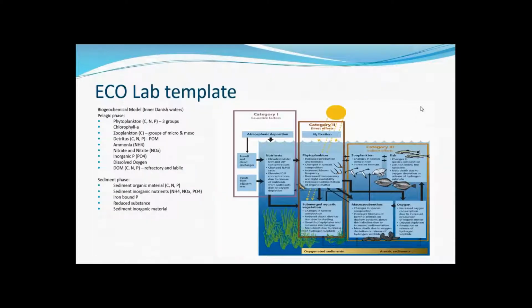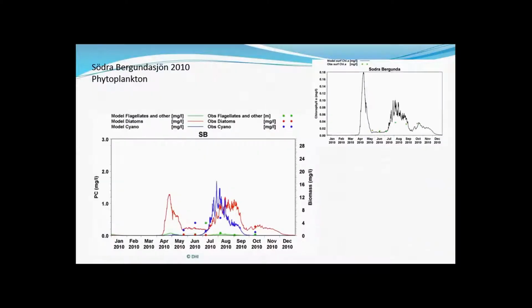Another example of more complicated models is when you go into lakes or marine systems. Here you have to look at things where primary production plays an important role. I have an example here for some lakes in Sweden. Here we have three kinds of algae. We have the red one, which is diatoms. We have the green one, which is flagellates, and we have the blue one, which is actually cyanobacteria.